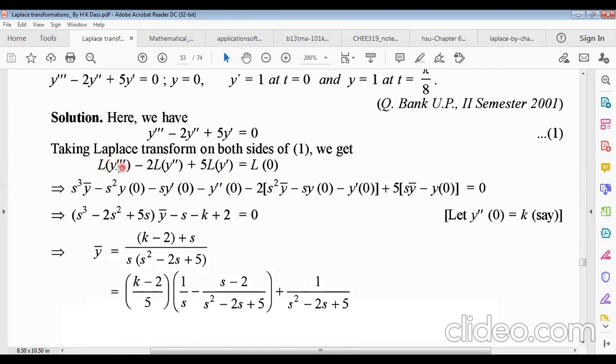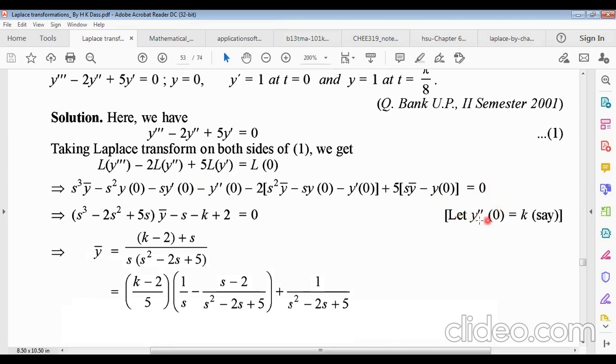Now using the third relation of derivatives, the Laplace transformation of the third derivative of y(t) equals s cubed y bar minus s squared y(0) minus s y'(0) minus y''(0). This is the formula for the third derivative. Now the Laplace transformation of the second derivative of y(t) will be this, and the Laplace transformation of the first derivative will be from the first relation of derivatives. This equals 0.